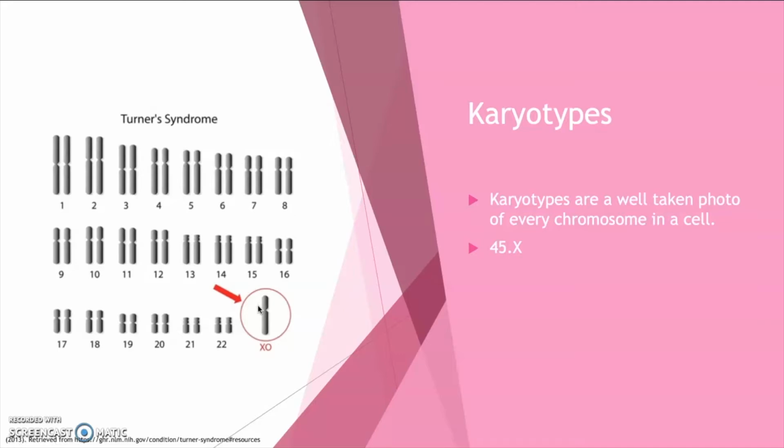The karyotype of a person with Turner syndrome is 45,X. This represents the total number of chromosomes and the sex chromosomes which a person has. A normal karyotype of a female with 46 chromosomes is said to be 46,XX, since both sex chromosomes are present.